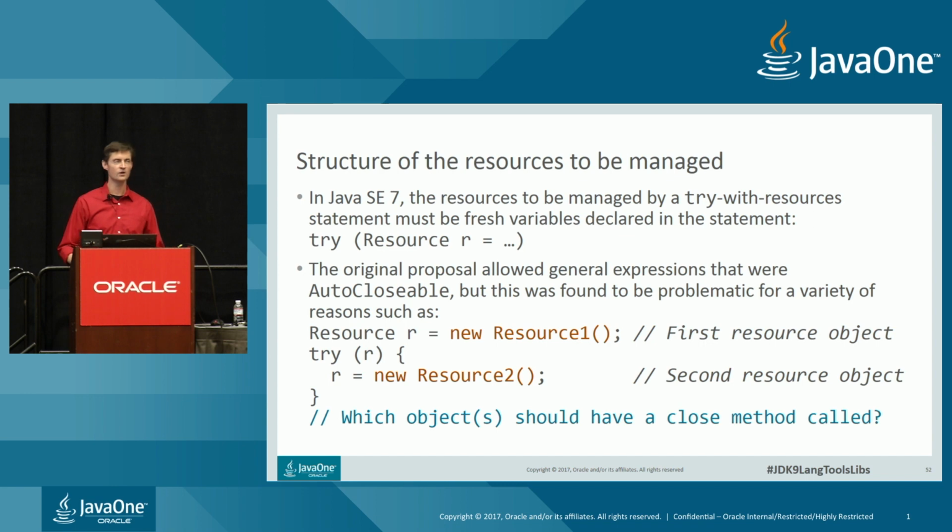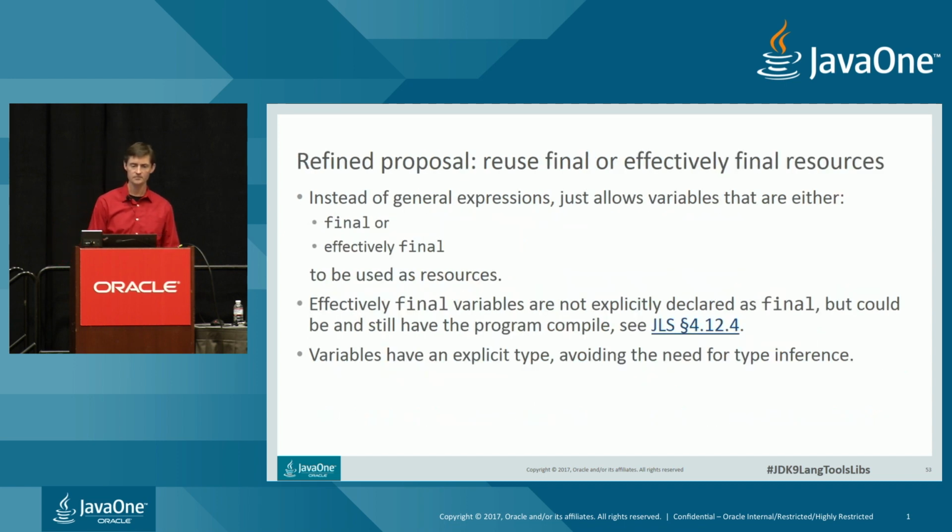Well, we decided we didn't want to have to solve this problem. And the way we decided not to solve it was to require that new final variable as part of the try with resources statement. But this was actually a little bit stricter than would need to be. So if we already know that some resource variable is final or effectively final, why do we have to declare a new fresh final variable to take care of it? There's really no reason to do that.